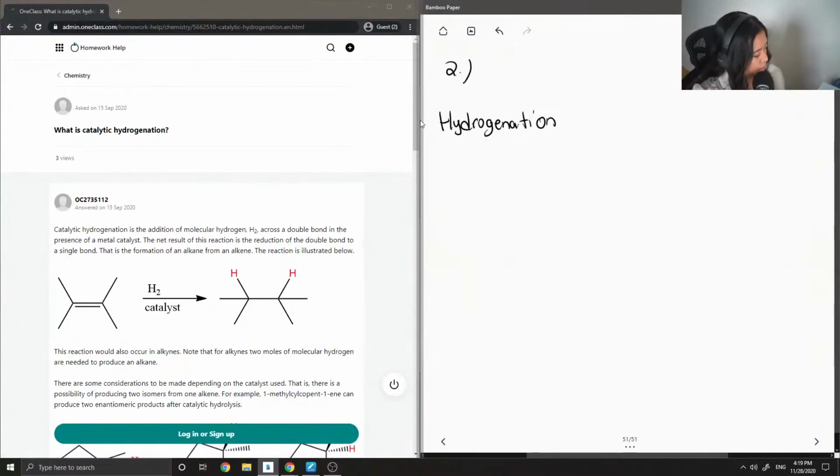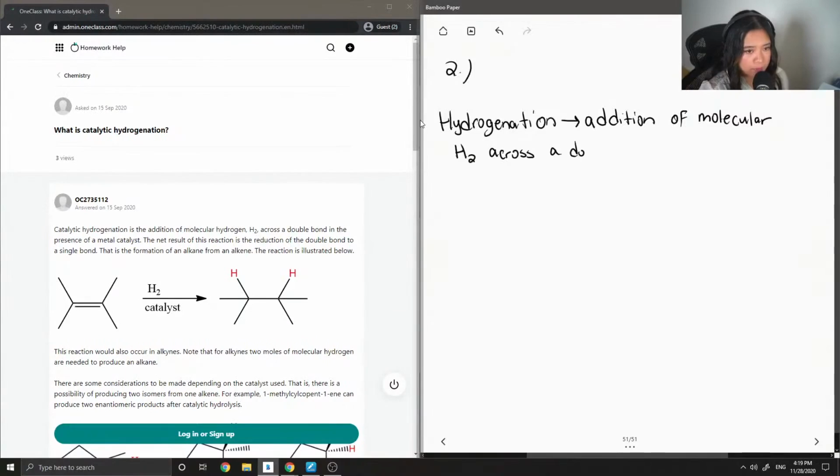Okay, so let me just write down the definition of hydrogenation. It is pretty much the addition of molecular hydrogen. What they mean by molecular hydrogen is that it is in H2 form. So you're adding molecular hydrogen across a double or even a triple bond.